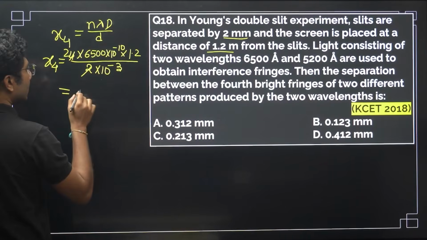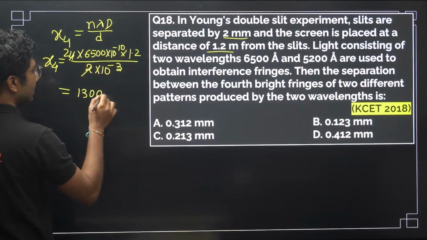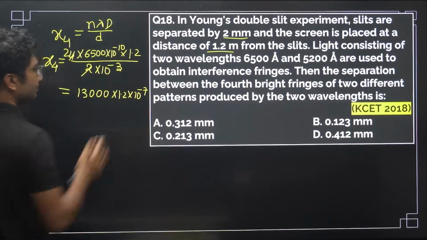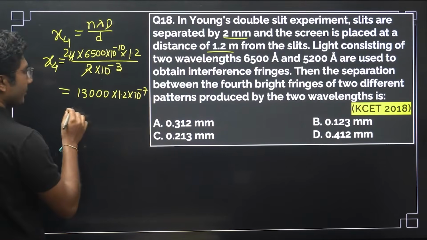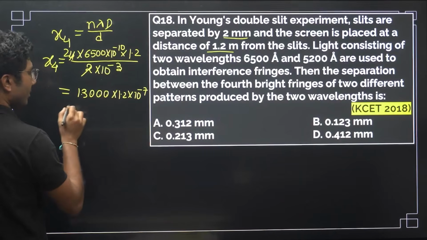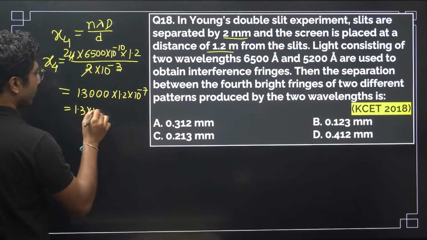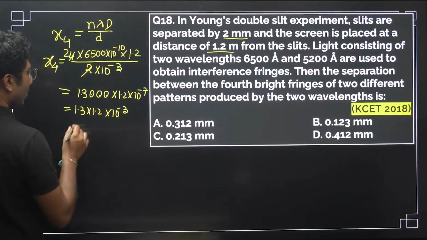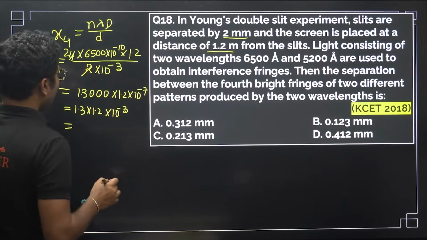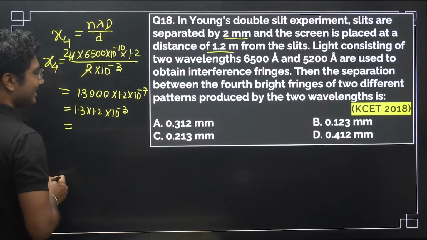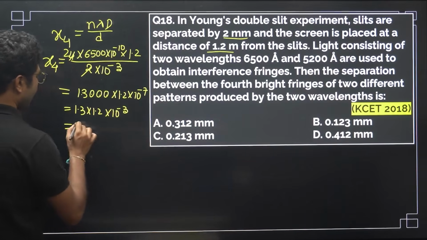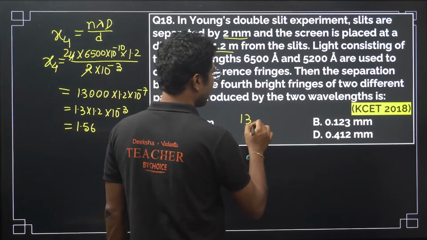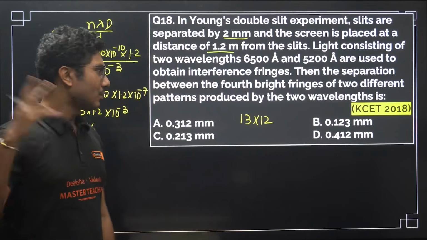Now 13 into 1000 into 1.2 into 10 to the power of minus 7. So from here we can write 1.3 into 1.2 into 10 to the power of minus 3. Or it will be 1.69 minus 13, that will be 1.56. Now how to multiply this? 13, suppose how to multiply this? There are two ways to do it.